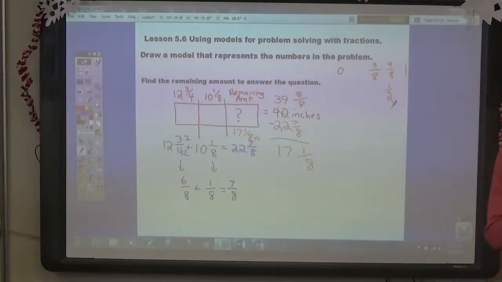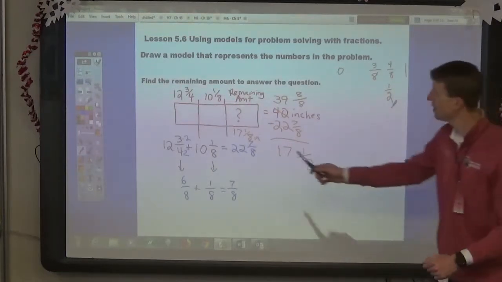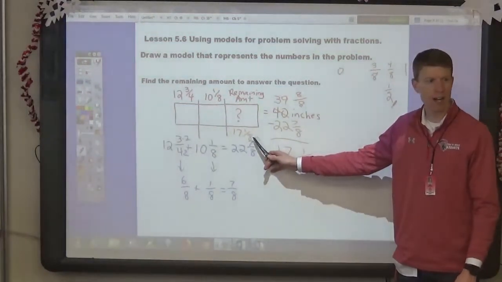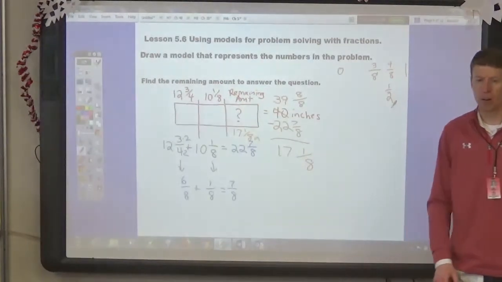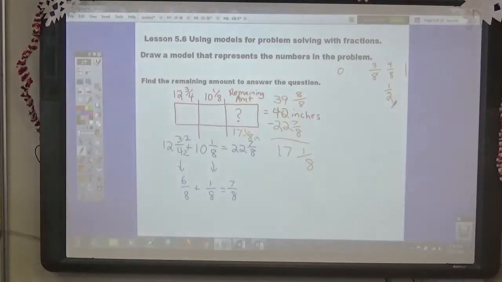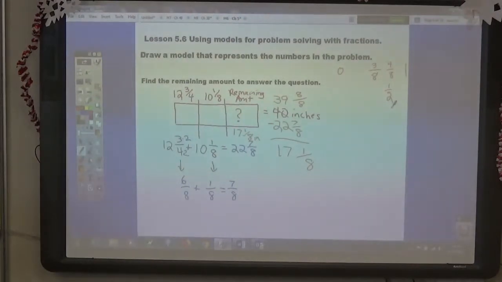What's 5 and a half plus 5 and a half? Good, it's 11. And we have 17 and 1/8 inches remaining. Do we have enough? Yeah, we have plenty. We only need about... So answer the question. Yes. You would need about how much? Yes, we only need about 10 or 11? Which one? 11.